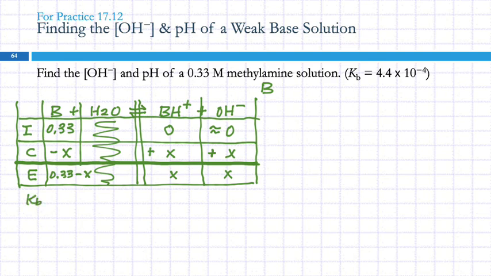I can write the Kb expression for this: BH plus times the hydroxide ion concentration divided by the base concentration.